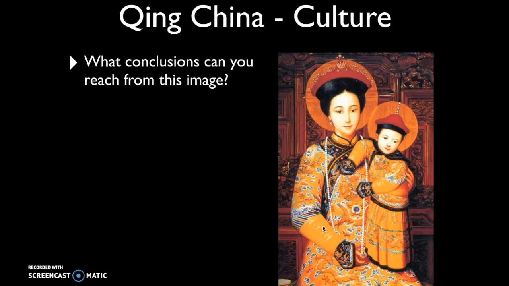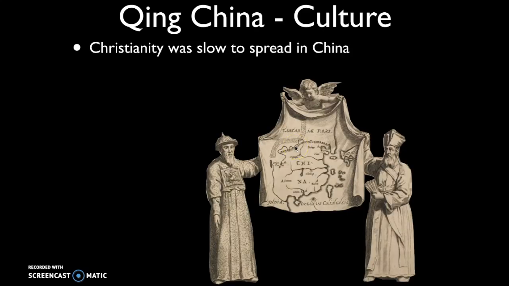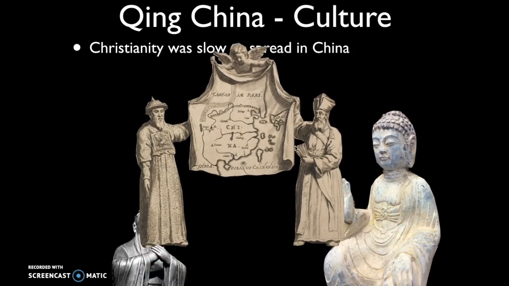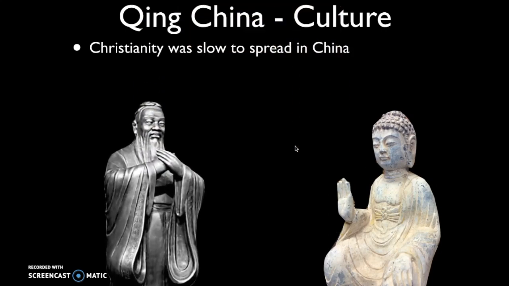Now, in terms of Chinese culture, we can see, as evidenced by this image, the spread of Christianity. Here you see Mary and Jesus. Christianity, however, was ultimately slow to spread to China, but it did spread as a result of increased contacts with Europeans establishing diasporic communities in China. Christianity, though, is slow to spread, mainly because there are already two deeply rooted religious and ideological traditions in China, which were Buddhism and Confucianism.